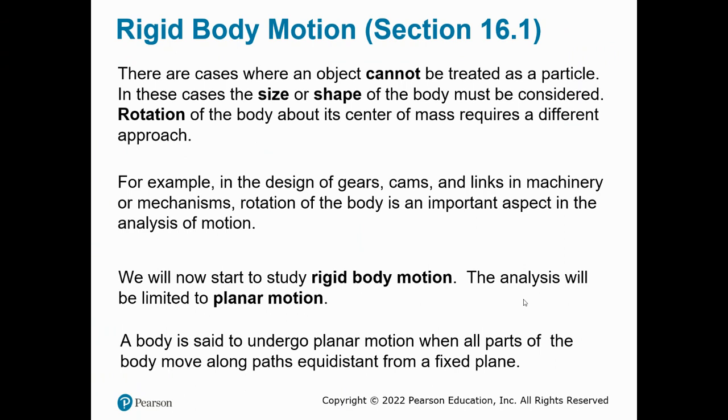For example, in the design of gears and links in machinery, rotation of the body is an important aspect of the analysis of the motion. We will start now to study rigid body motion. The analysis will be limited to planar motion. And again, I will show you a lot of diagrams. A body is said to undergo planar motion when all parts of the body move along paths from a fixed plane.